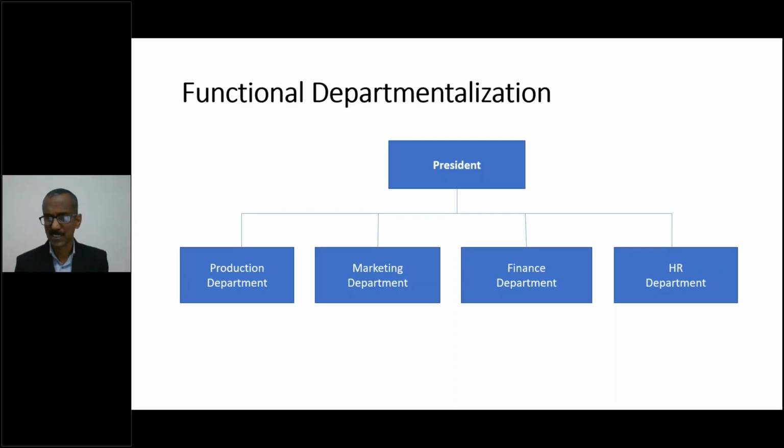So people specialize in production, in marketing, in finance, or in HR. It depends upon their interests, likes and dislikes. So over a period of time, they acquire skills in that area. Production department people are always concerned with production. Their focus is on production. So they gain skills related to production. Maybe after a period of time, they become highly skilled in that particular area. So this is functional departmentalization.